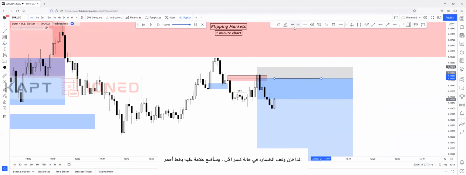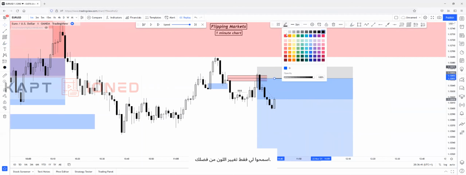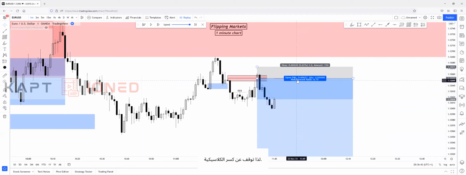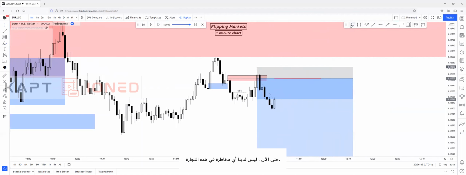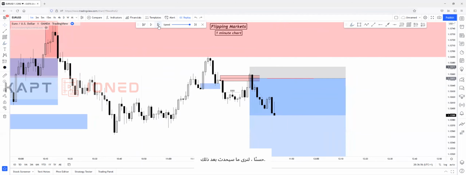I will just mark it with a red line. Let me just change the color, please. Okay, so our stop loss is at break even. Right now, we have no risk on this trade. If it hits our break-even point, there will be no profit and no loss. This is a really, really good trade. Okay, let's see what happens next.